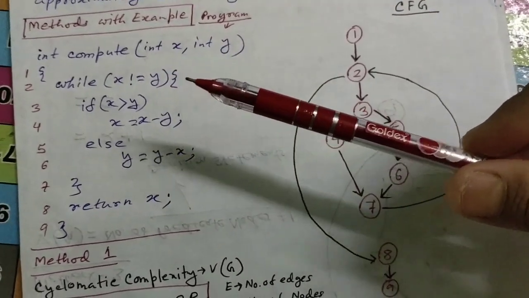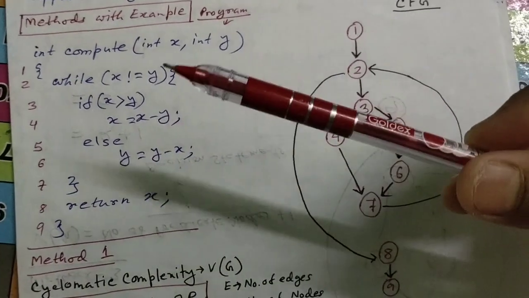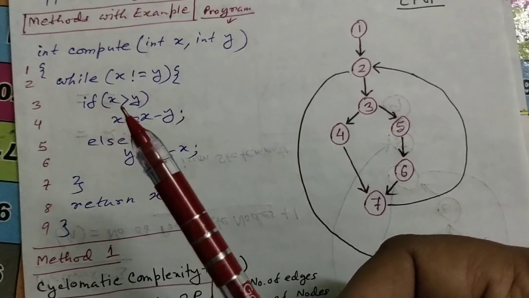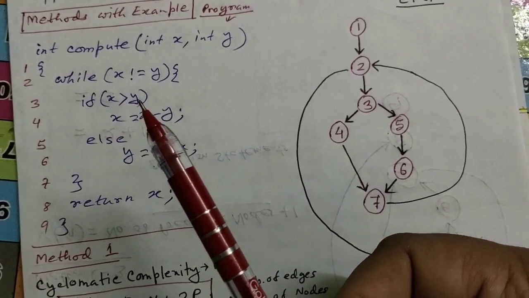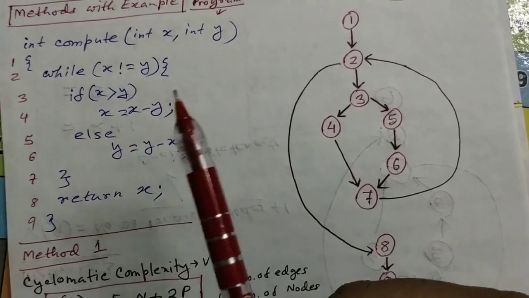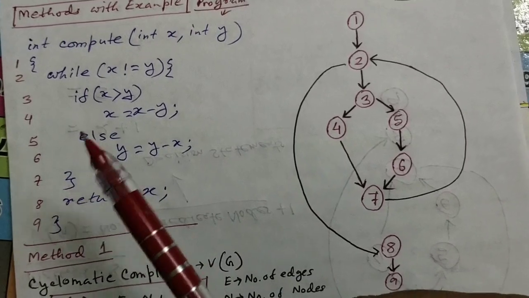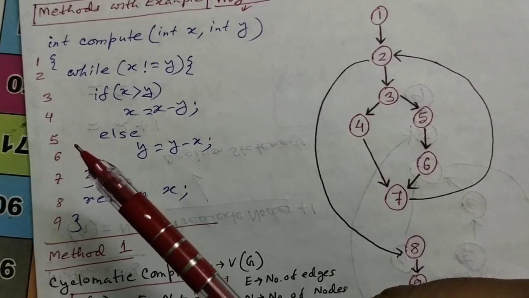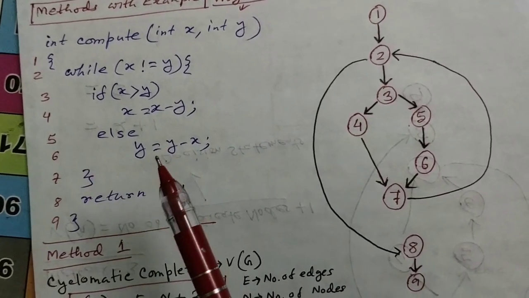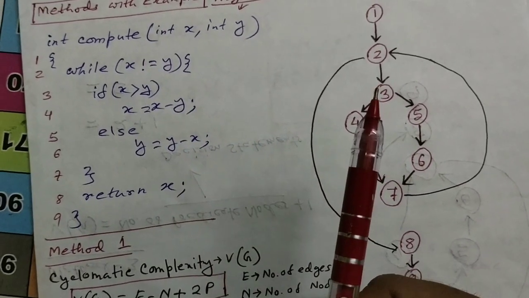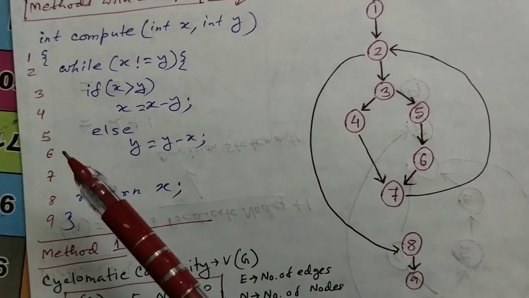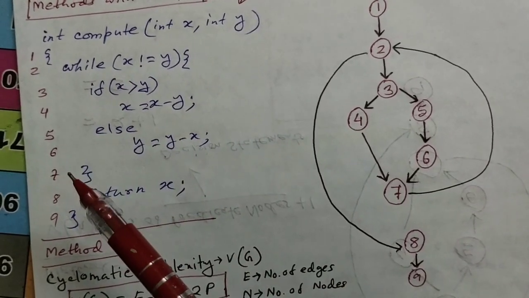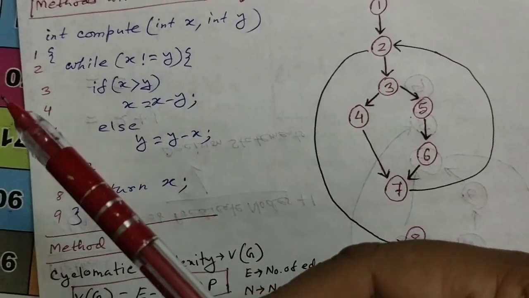From 1 to 2 there is a linear path, a direct path. Then 2 to 3. In 2 to 3 there is an if statement, x greater than y. If it is true, then it will go to number 4, so 3 to 4. If it is false, then from 3 it will directly go to 5, and from 5 the number 6 statement will be executed. So 3 to 5, 5 to 6, and from 6, after the end of the if statement, it will go to 7. Also from 4 it will directly go to 7.